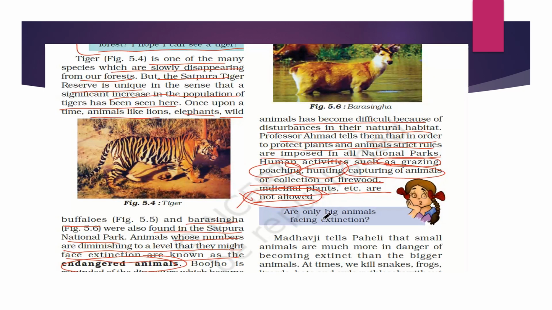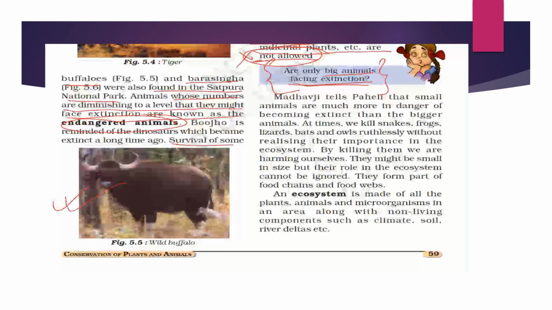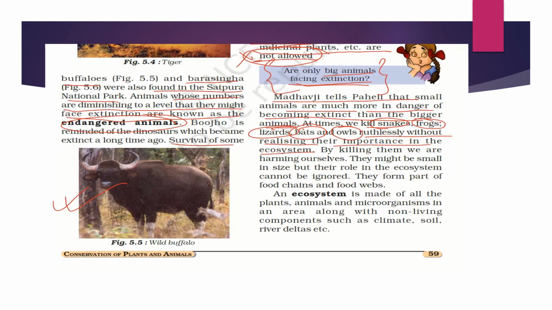Okay, so are only big animals facing extinction? There must be a question: are only big animals like Barasingha, you can see this is the Barasingha, this is the wild buffalo, facing extinction? So what is Madhavji telling us? Let us see that. Madhavji tells Paheli that small animals are much more in danger of becoming extinct than bigger animals, like we kill snakes, frogs, lizards, bats, owls ruthlessly and without realizing their importance in the ecosystem. So these are being killed by us only without realizing that they are also very important in our ecosystem.